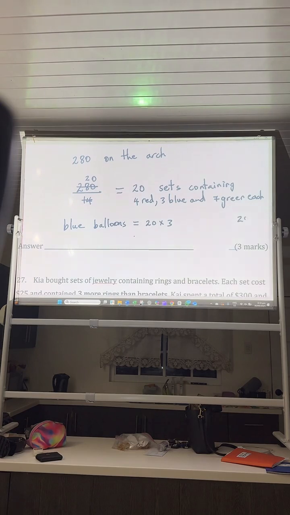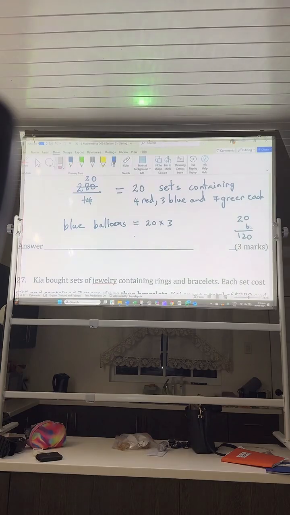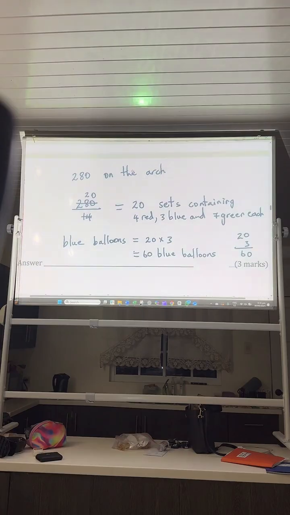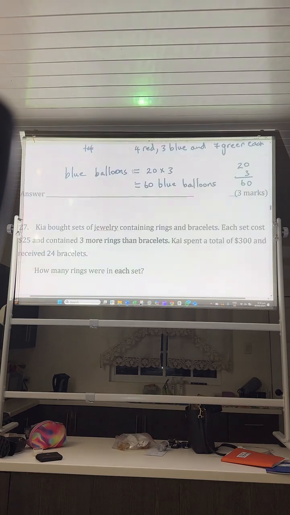We need to go to the working column for this. 20 by 3 would be 60. So 60 blue balloons. Everybody understand? Good? You good there? Let's roll.